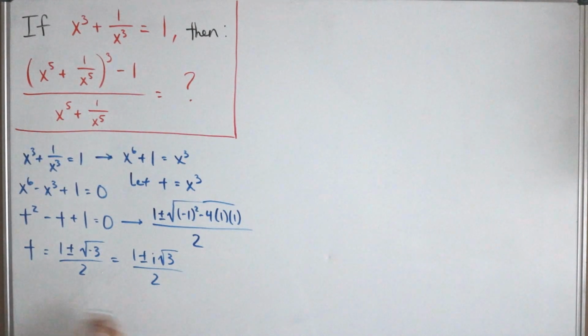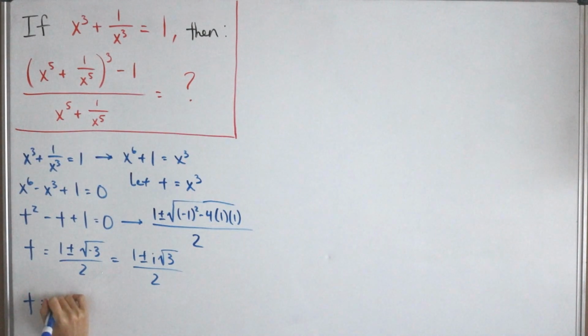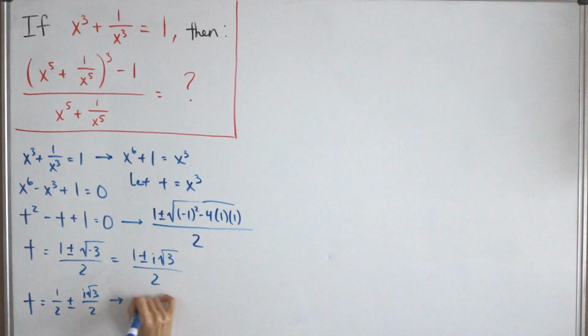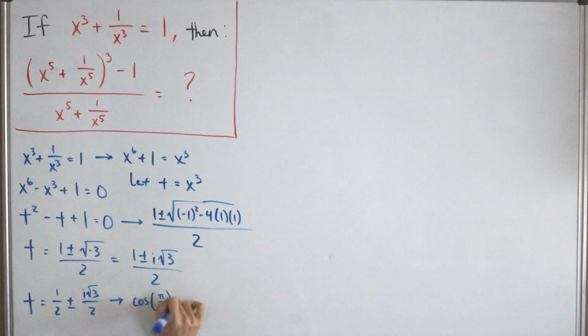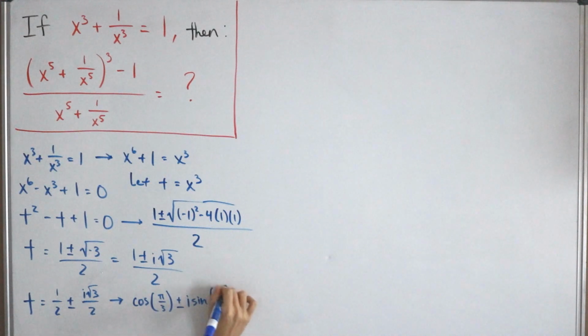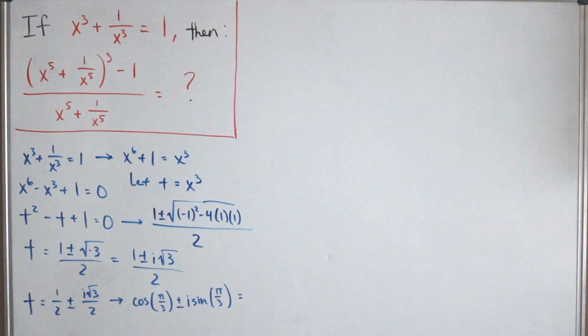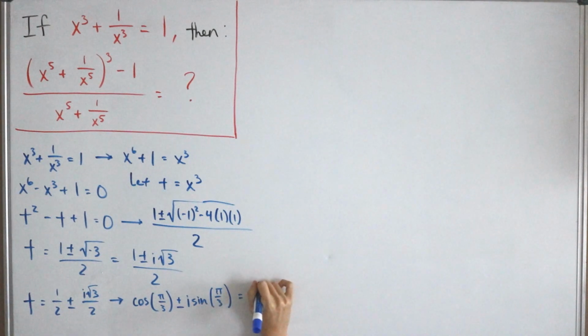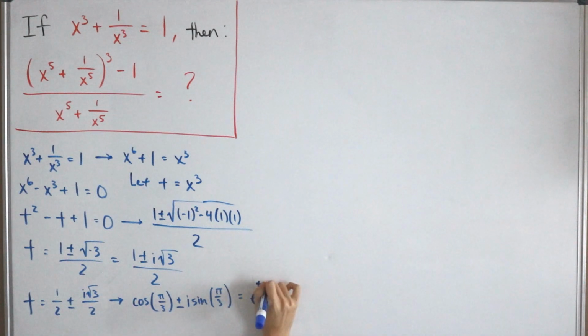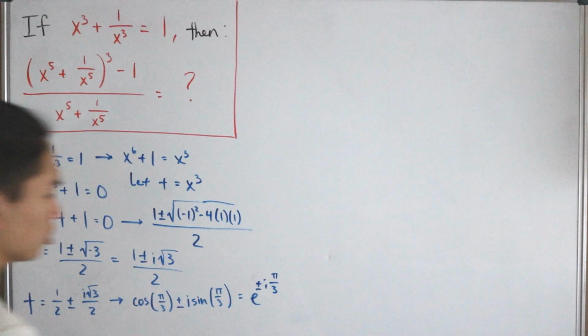We have two different solutions of plus and minus, but to make things a little bit interesting, we split this up as 1/2 plus or minus i square root of 3 divided by 2. With the values in hand, we can put this in terms of Euler's formula and notice that this is the same thing as cosine of pi divided by 3 plus or minus i times sine of pi divided by 3. In terms of the exponential function, this is the same thing as e to the power plus or minus i times pi divided by 3. We have that t is equal to this.